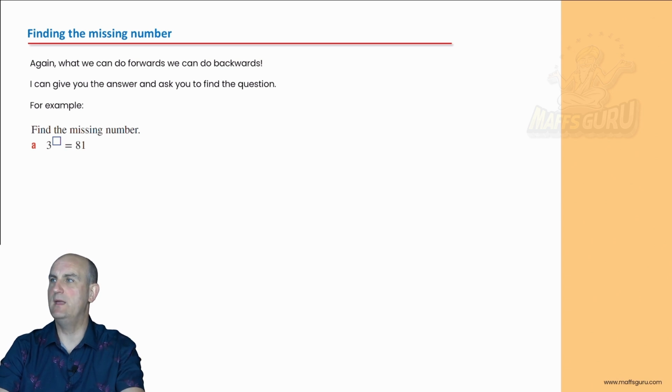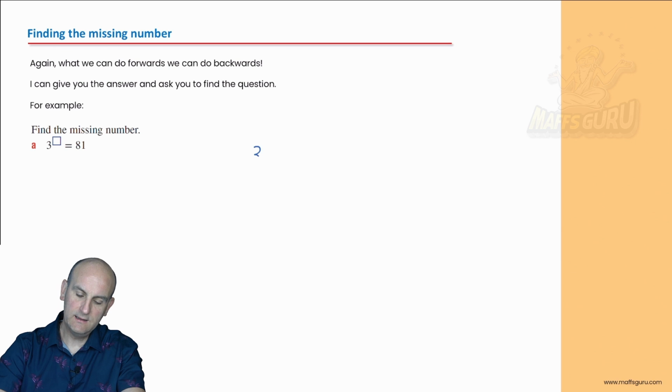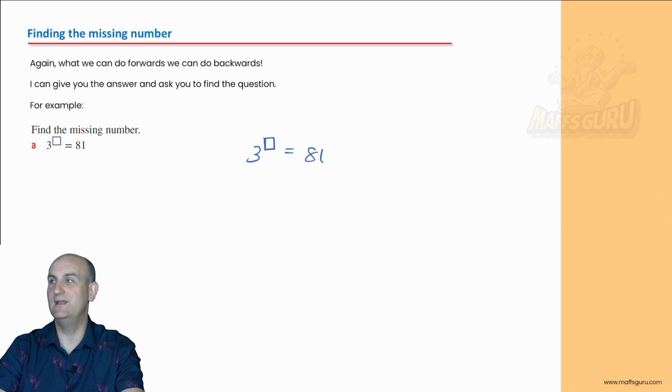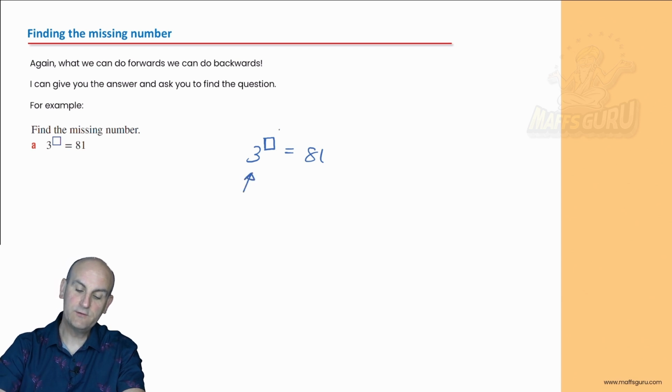Right, what are we going to do? Find the missing number. 3 to a floaty number gives me 81. What floaty number could that be? Now again, you may not know what the answer is, but this is how I tend to do it. I say, well, this is my base number, and I've got to times it by itself a certain number of times to get to 81.